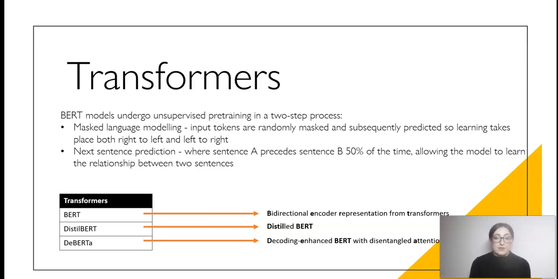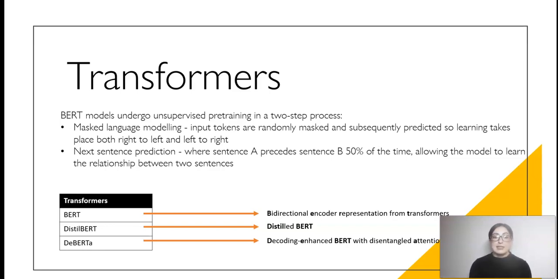and this allows the model to learn the relationship between two sentences. So the first model that we'll be considering is the original BERT architecture. We'll also be looking at DistilBERT, which is, from the name, a distilled, more compact version of BERT that contains very much the same level of understanding, but it's computationally much less expensive and much quicker.